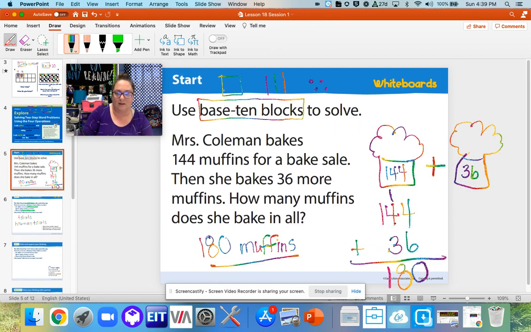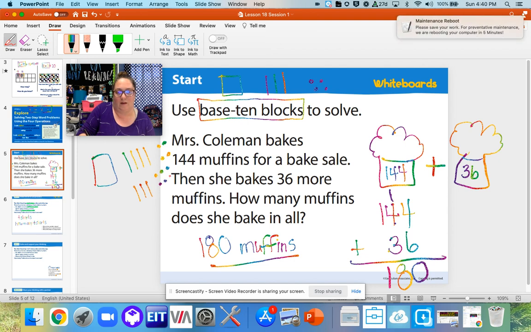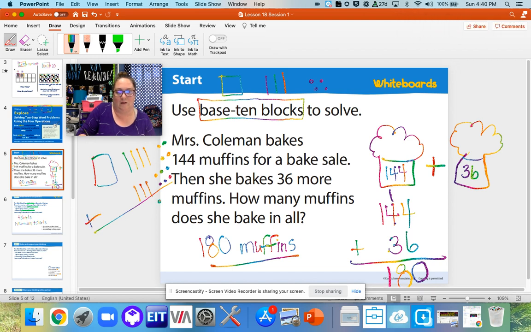Oh, and you know what, guys? I said use base 10 blocks to solve over here, didn't I? And I never used base 10 blocks. I used pictures. Oh, well. Well, you could have done this. I'm sorry, I'm going backwards now. My fault. We could have done 100, 144. And then we wanted to do 36 more. So 1, 2, 3, 1, 2, 3, 4, 5, 6. And then we could have added those together and we would have gotten 10 here.